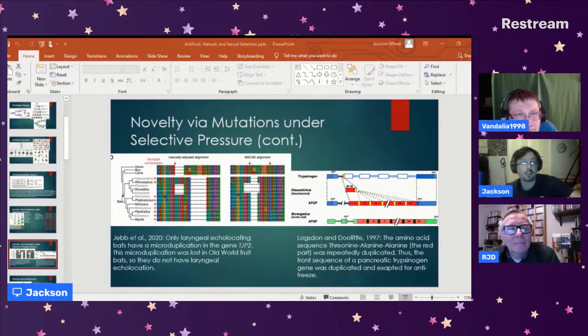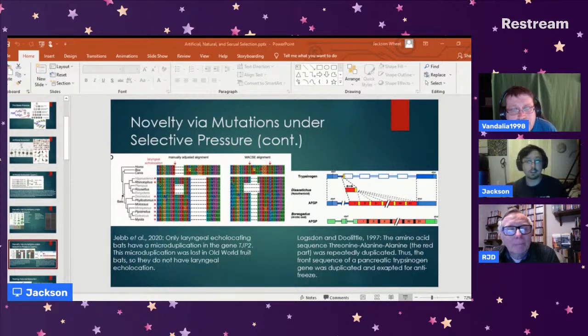And then you have bats. Bats are all the other ones. And there's a little box there, and that represents the loss of a microduplication, which is the amino acids Y, S, E, and R. I don't remember which those are. Sue me. But that microduplication was lost in a particular group of Old World fruit bats, and as a result, they can no longer echolocate. But that microduplication also doesn't exist in their closest relatives. So it was gained in bats and then lost in certain groups.